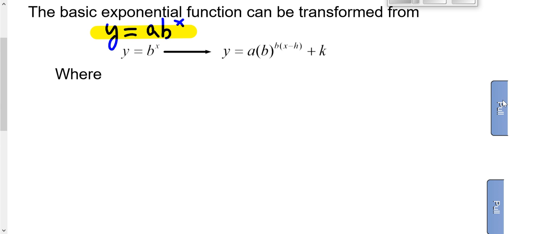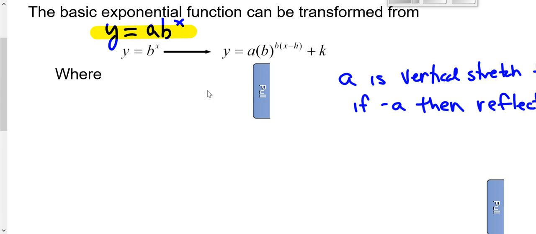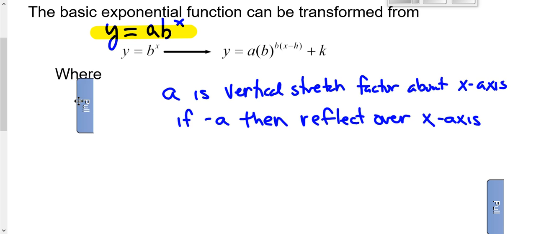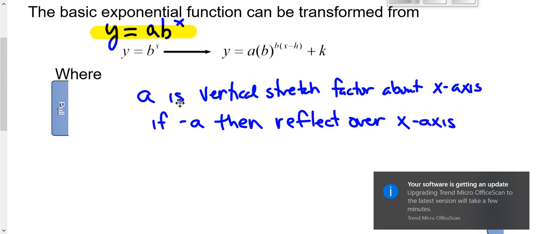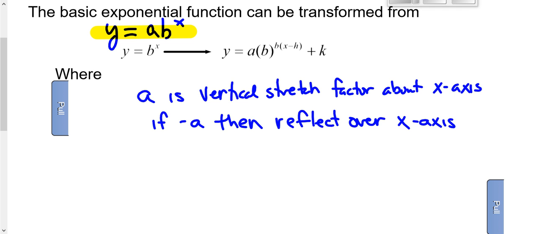Alright, so let's look at which one is which. I hope this is a good review for you. You might want to pause for a second to jot down the notes. A, once again, is the vertical stretch factor, so that means stretching up and down about the x-axis. And if a is negative, that means it's going to be a vertical reflection.